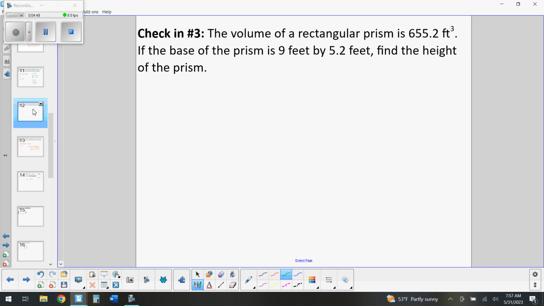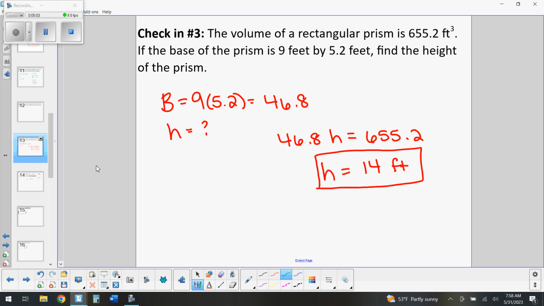So you go ahead and try this one. Pause. When you're ready to see the answer, hit play. All right, so my area of the base was 46.8. So we have 46.8 H equals 655.2, and I get H is about 14 feet.